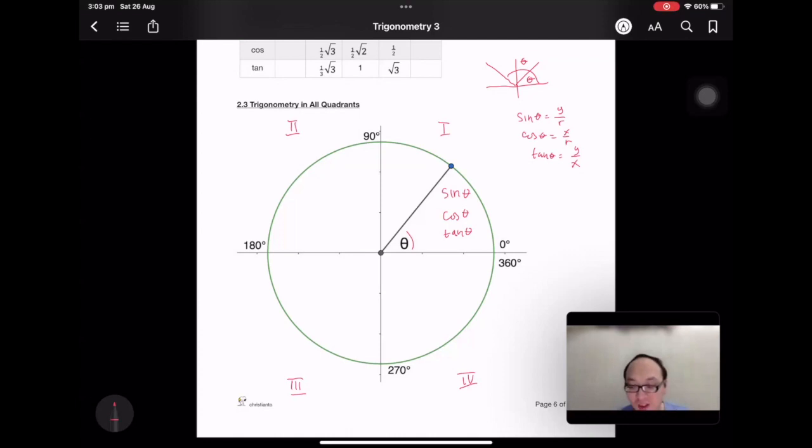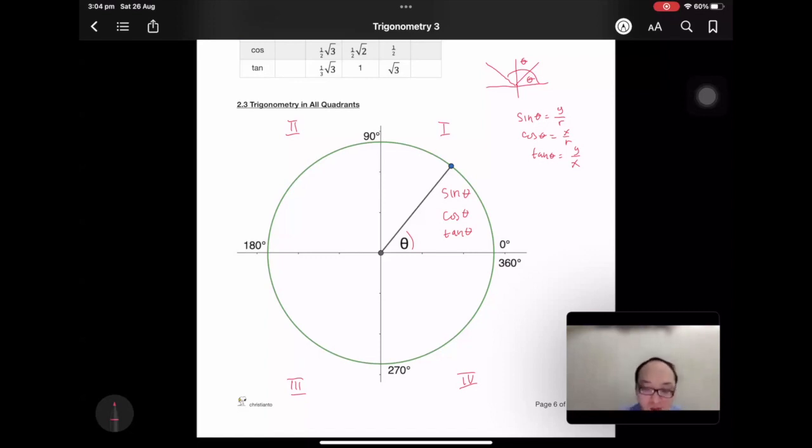First quadrant is between 0 until 90 degrees. Second quadrant from 90 until 180. Third quadrant from 180 until 270, and the fourth quadrant from 270 until 360.